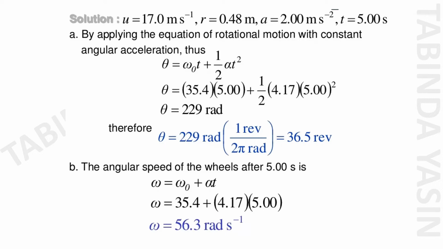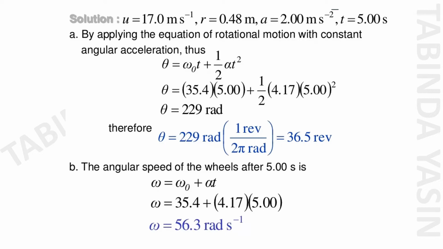Now we have the values of omega naught, alpha, and time. By applying the equation of rotational motion with constant acceleration, we have theta is equal to omega naught t plus 1 over 2 alpha t squared, that is theta is equal to 35.4 into 5 plus 1 over 2 into 4.17 into 5 whole squared. Theta gives 229 radians, and therefore theta is equal to 229 radians into 1 revolution over 2 pi radians, that gives 36.5 revolutions.